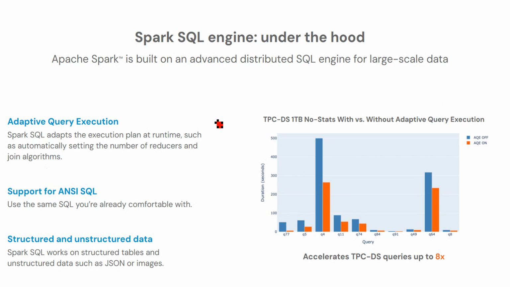Apache Spark SQL engine is also widely used. Apache Spark is built on an advanced distributed SQL engine for large-scale data, with adaptive query execution and support for ANSI SQL, structured and unstructured data. You can see that all here. So let's do a quick demo as well.